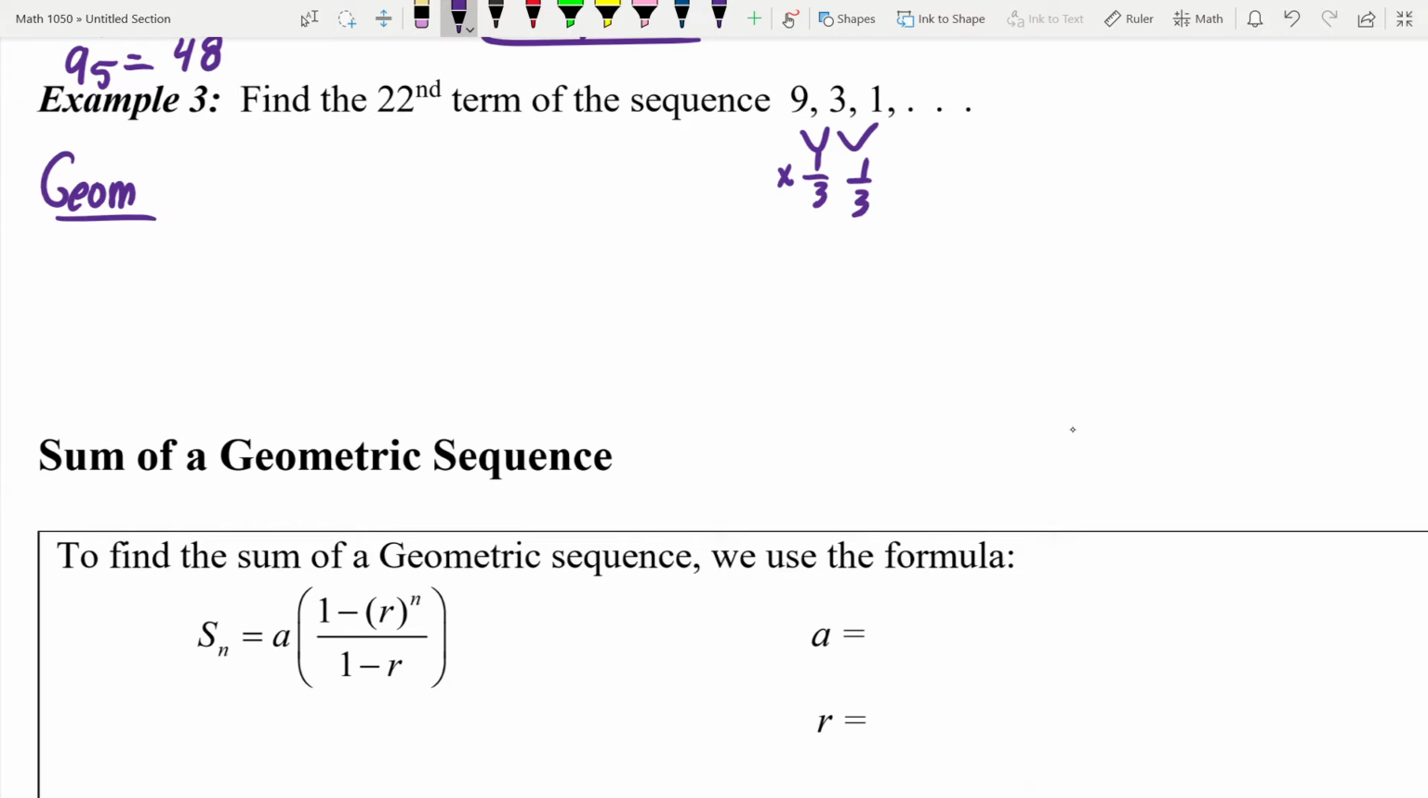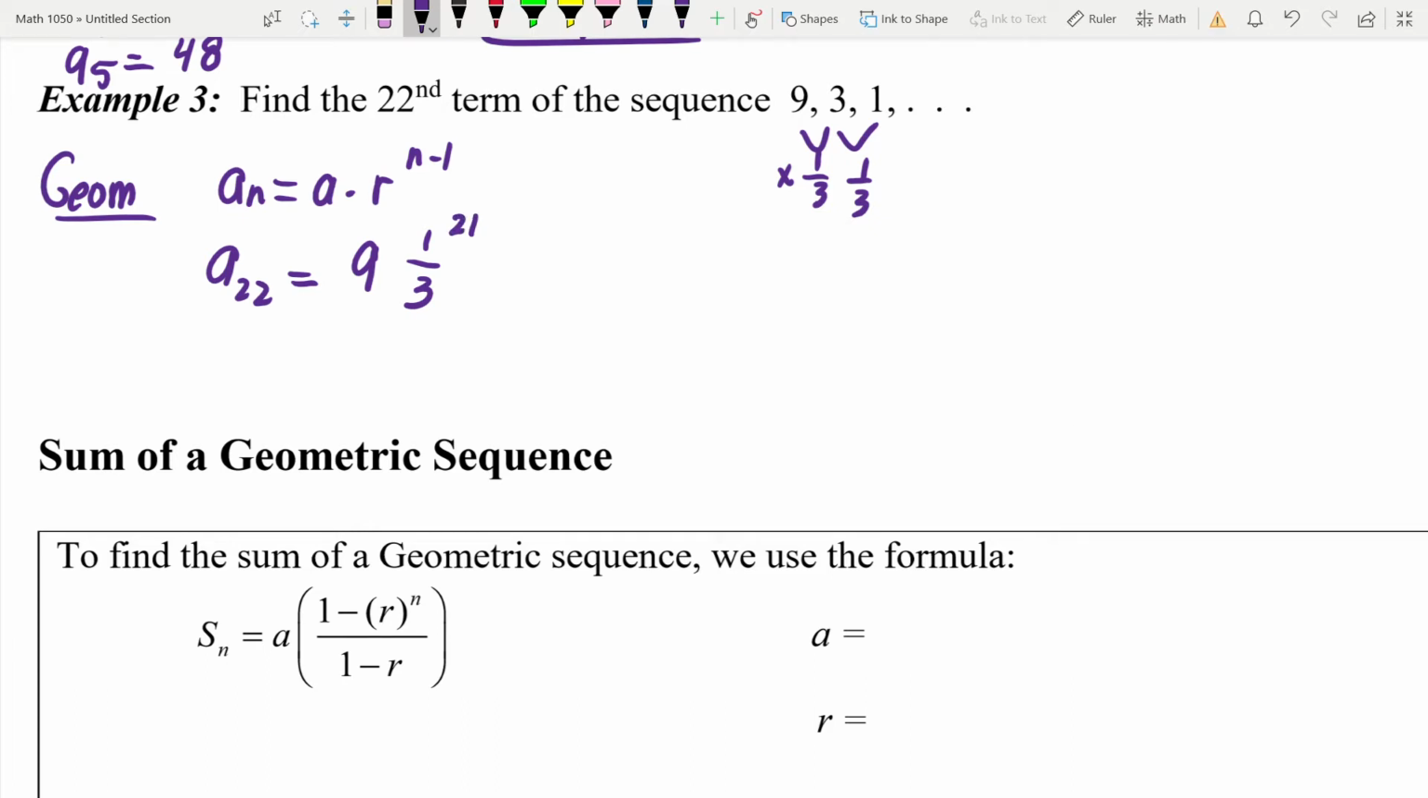I think it would probably be pretty wise to write geometric. And they want a specific term, so I know my formula is a sub n equals a times r to the n minus 1. Okay? They want the 22nd, so a sub 22 is the first term, which is a 9, times the common ratio, which is 1/3, raised to the 22 minus 1, which is 21. Okay? Everybody look at how I've written that. That's wrong. Can you tell me what's wrong with that? Why do you need parentheses? Without it, it means the 1 is raised to the 21st, but not the 3rd. And it's the whole thing, like that.